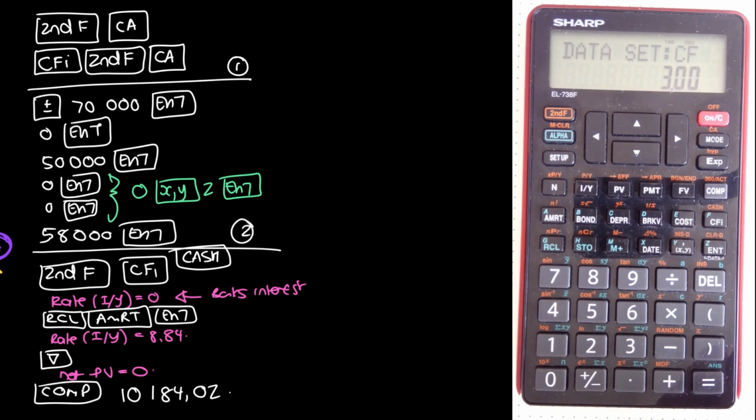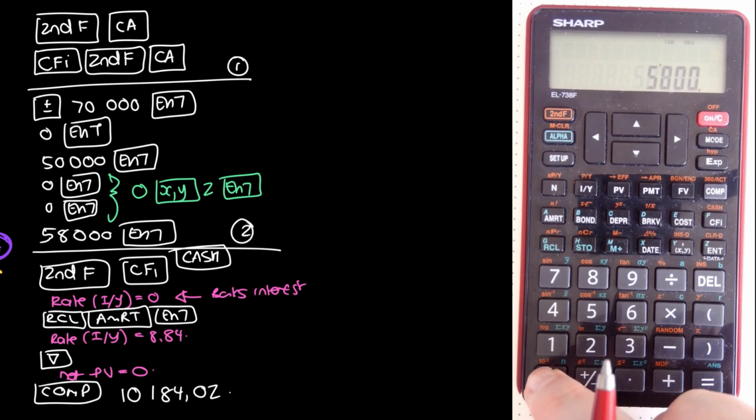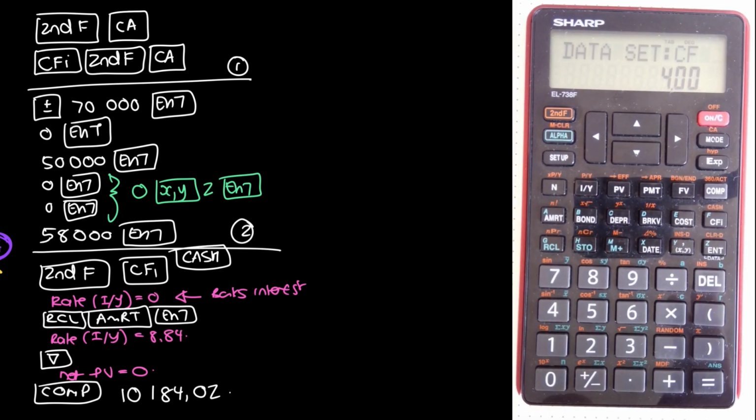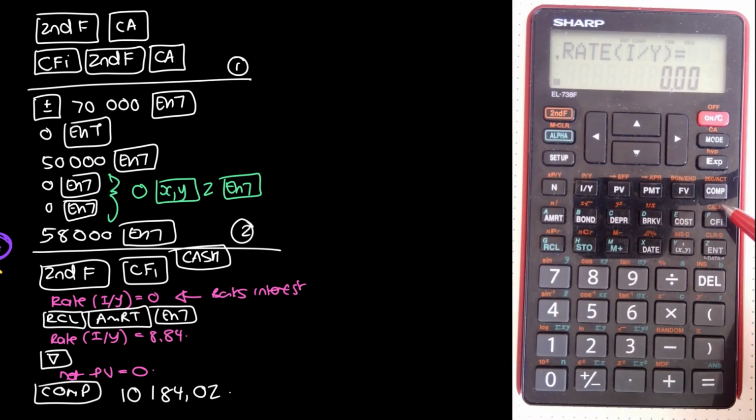Then we're going to get 58,000 Rand back next. So we say 58, 1, 2, 3, so 58,000, and enter. So now we've put everything into our data tables. Now we're going to open up the cash flow investment menu. So we want the cash menu to open up, so we're going to say second function, the CFI button, because the cash sits above it.